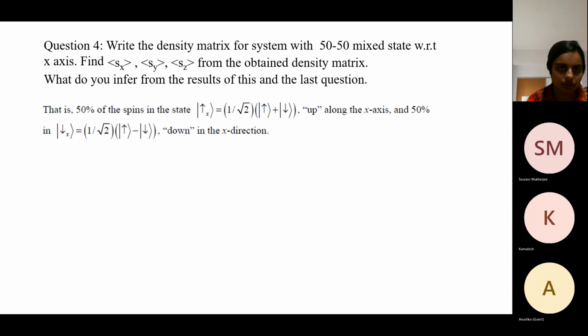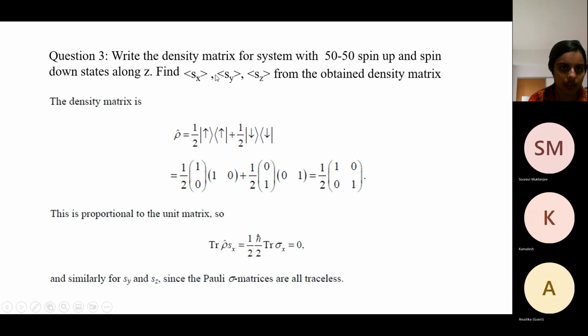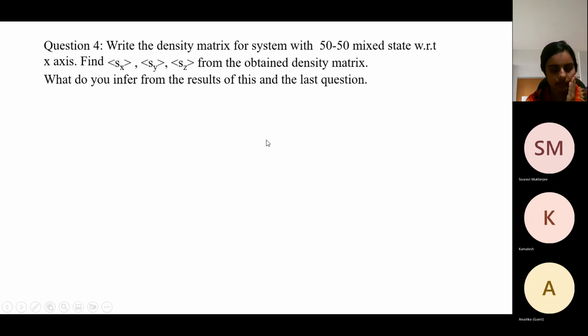So in the last question, what did you have? You had 50% probability of being in up state with respect to z, and 50% probability of being in down state with respect to z. And then how did you write it? You wrote it in this form, right? Yes, ma'am. Right. And now it's quite similar to this question, but now the spins are along x instead of along z. So what should be the density matrix? How should the density matrix look?